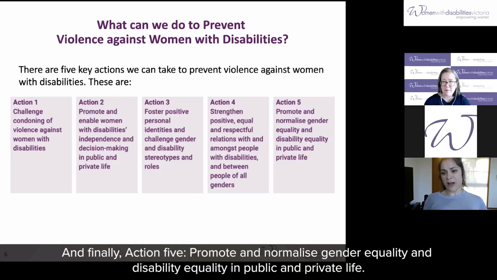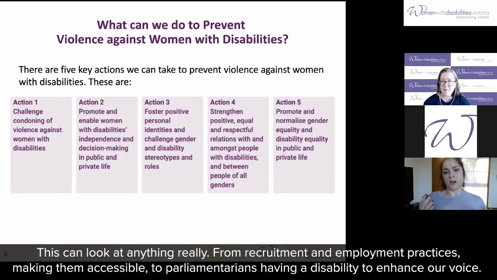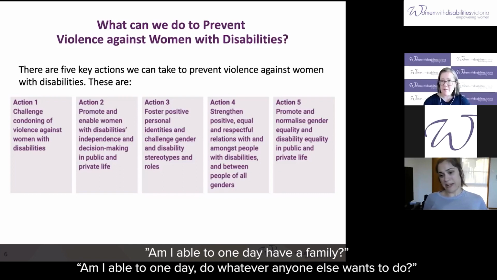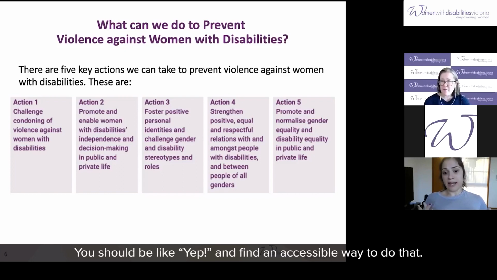And finally, action 5, promote and normalise gender equality and disability equality in public and private life. This can look at anything really, from recruitment and employment practices, making them accessible, to parliamentarians having a disability in order to enhance our voice, to the smallest thing of challenging when your kid comes home one day from school and says, am I able to one day be a lawyer? Am I able to one day have a family? Am I able to one day do whatever anyone else wants to do? You should be like, yep, and find an accessible way to do that.